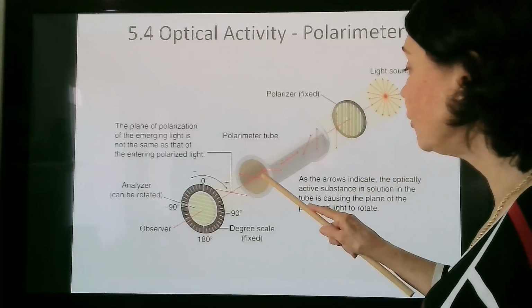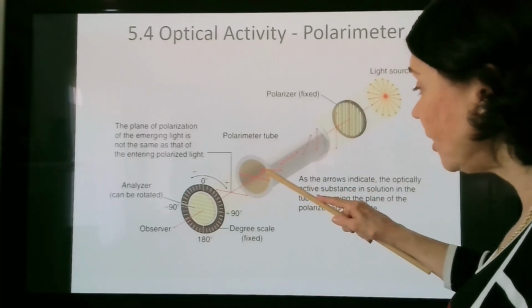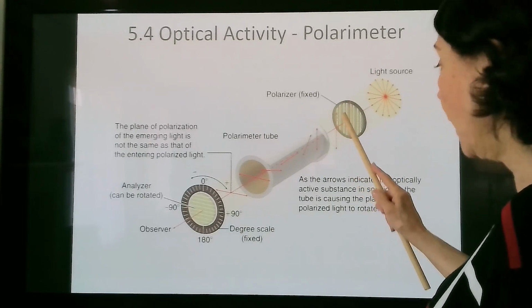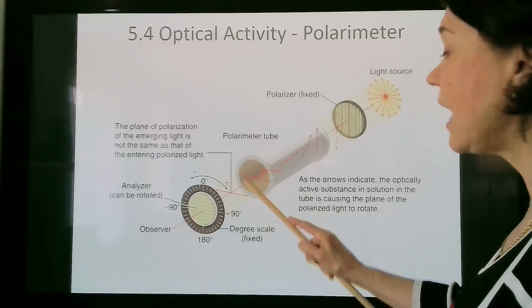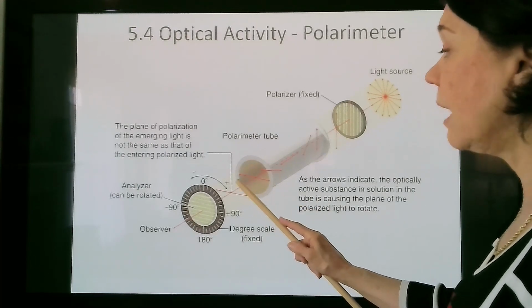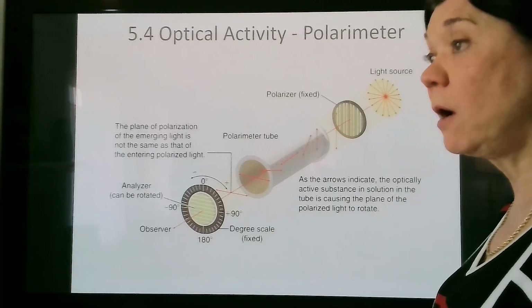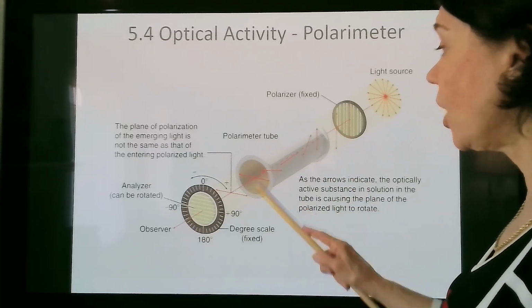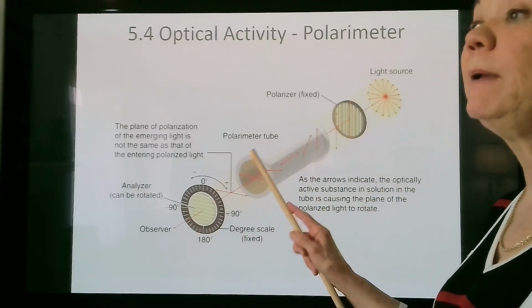And the amount that this is turned depends on the optical activity of the compound that is in here. If it's not optically active at all, then the light plane that comes in will be exactly in the same position as the light coming out. It will not be turned. The plane of polarization of polarized light will not be turned. However, if it is optically active, that plane of polarization of polarized light will be turned.